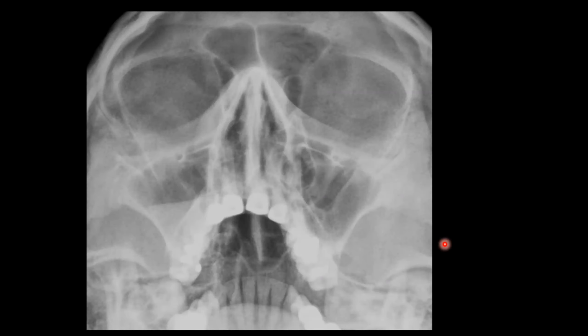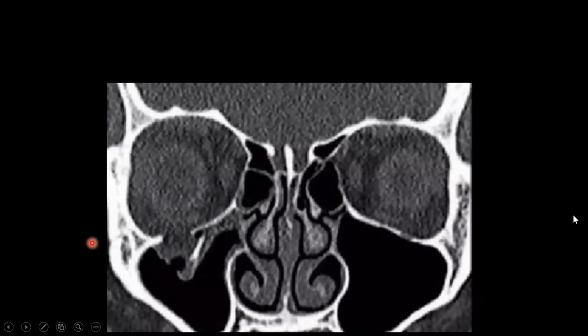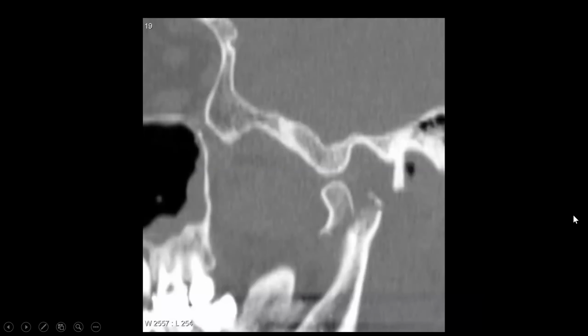What do you see? You saw normal, you saw air fluid level. So acute maxillary sinusitis on the right side. Left is normal orbit, the right orbit, a big fracture piece you can see, but there is no hemosinus. So this is blow in or blow out fracture of the right orbit. Good. One, you have seen it.